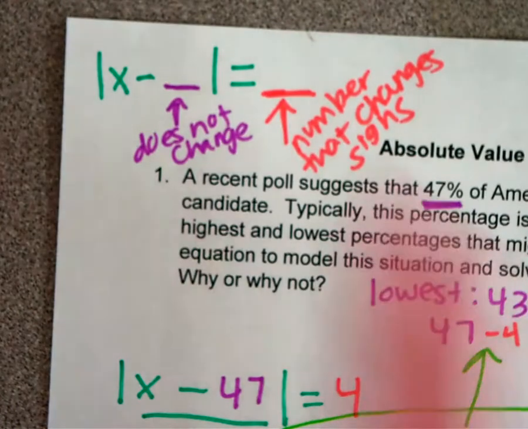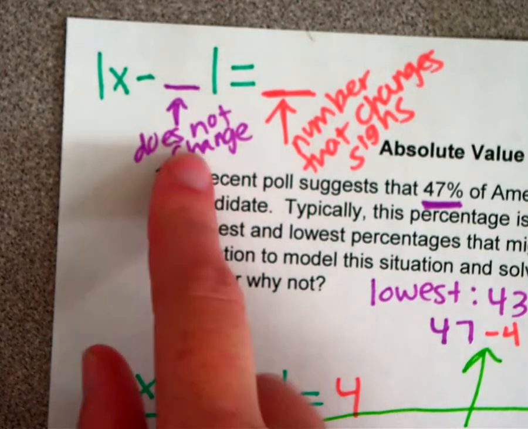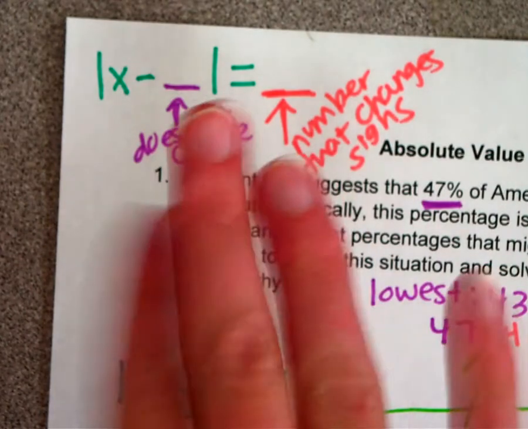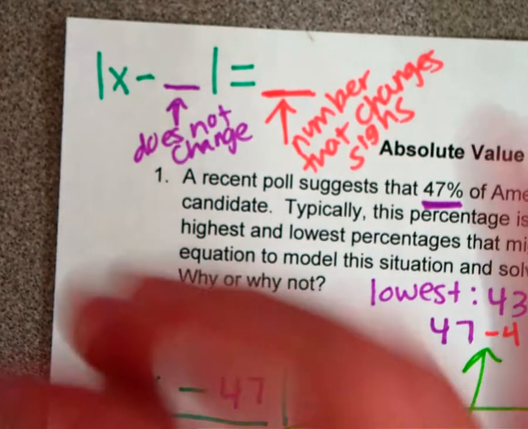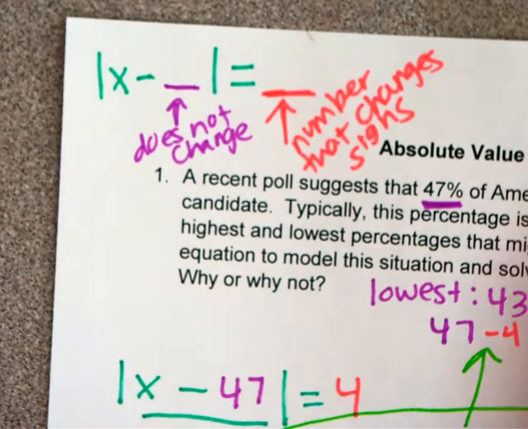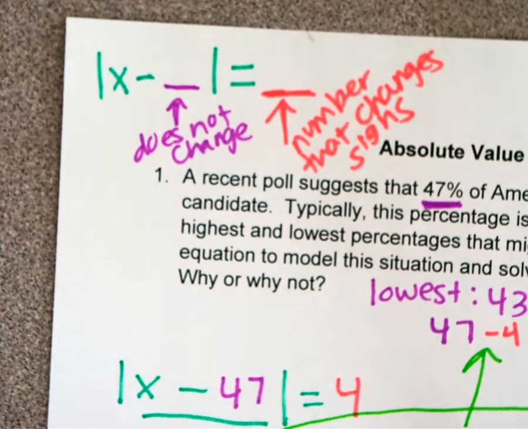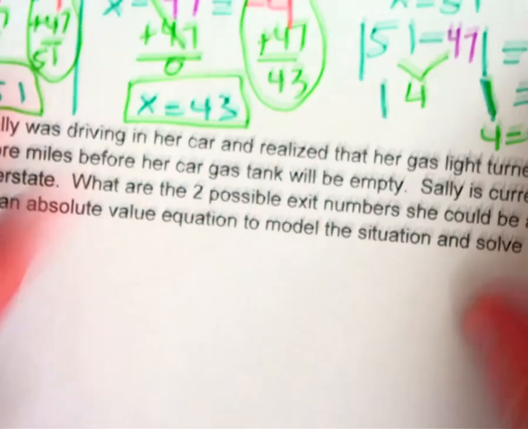Okay, we're going to always have an x minus something in these problems. This number is the part that does not change. So it's the part that stays the same. And the part that it equals is the number that stays the same, but its sign will change. So one of the numbers will be positive and one of them will be negative. So let's see what will happen.